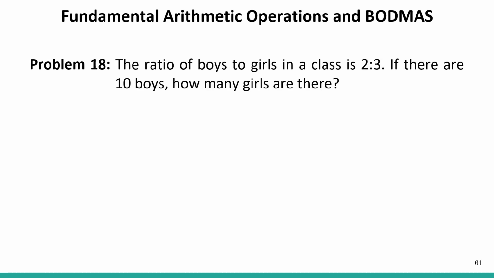So let's see problem number 18. The ratio of boys to girls in a class is 2:3. If there are 10 boys, let 2x be equal to 10. This implies that x is equal to 5. So this implies that 3x is equal to 15. The number of girls is 15. Okay, 15 is the final answer.